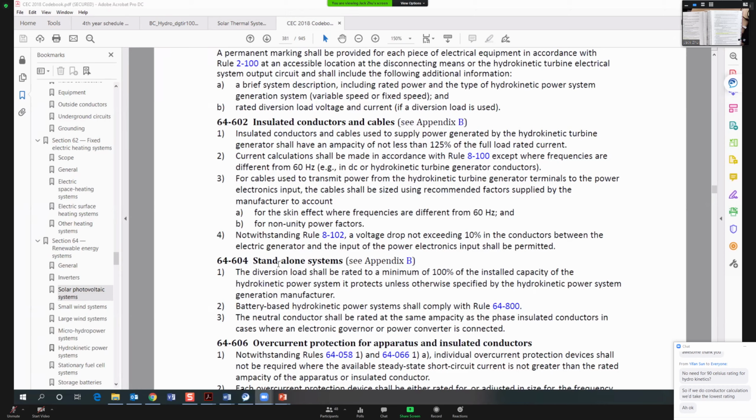I think we are here. Stand-alone system. The diversion load shall be rated to a minimum 100% of installed capacity of a hydrokinetic power system, unless otherwise specified by the manufacturer, because you might have those hydrokinetic stand-alone systems with totally no load connected, and your generator is pushed by the water, so it always generates voltage and power. That's why the diversion load for hydrokinetic has to be rated minimum 100%.